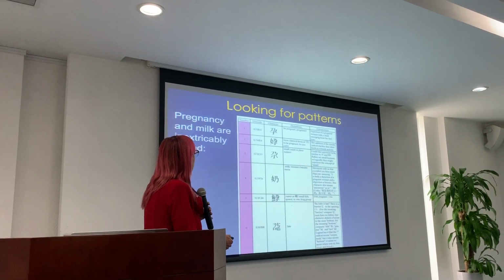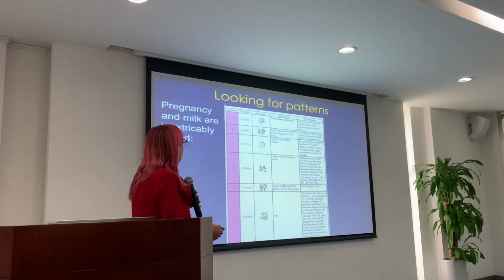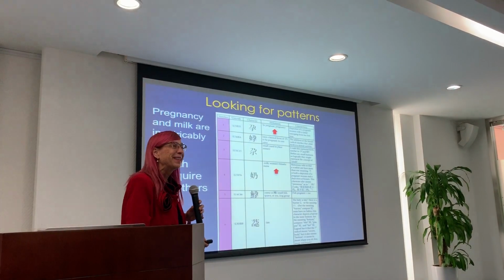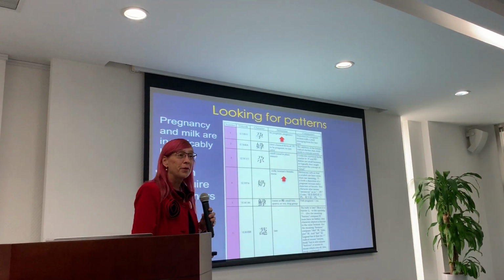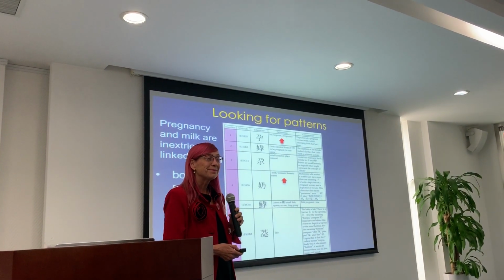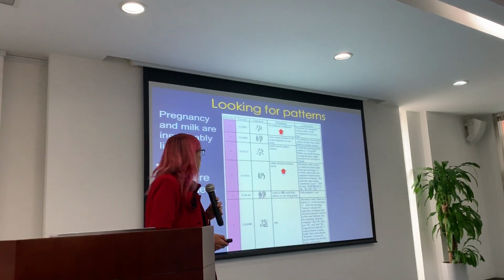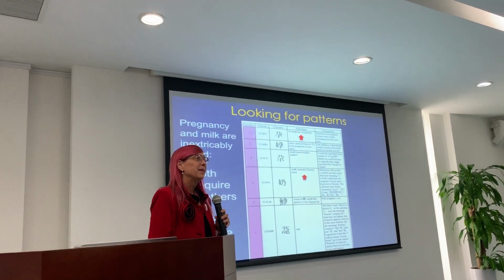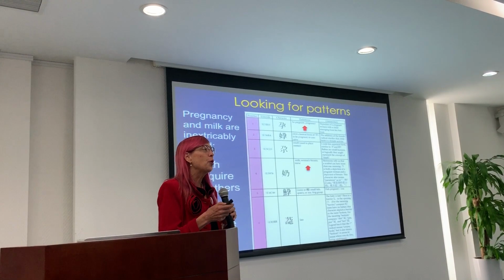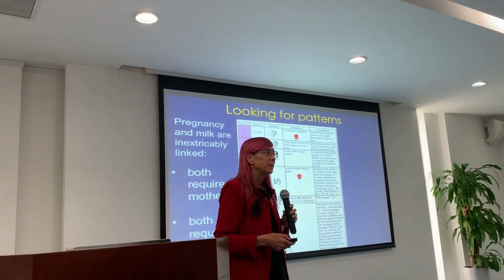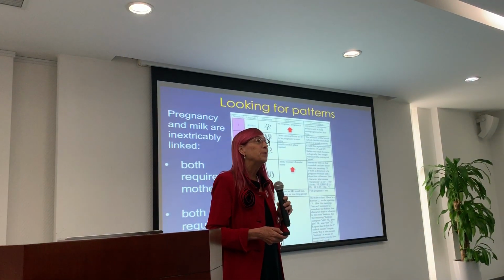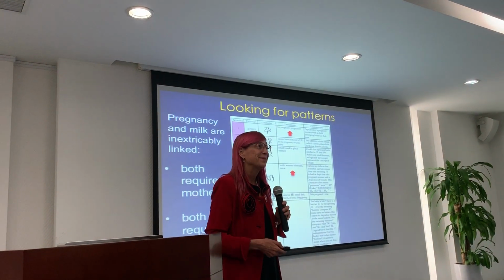Okay, so looking for patterns. Pregnancy and milk are inextricably linked. Both require mothers, which requires sex. Who knows how many people live in this world? 7 billion. 7.6 billion, we're growing.